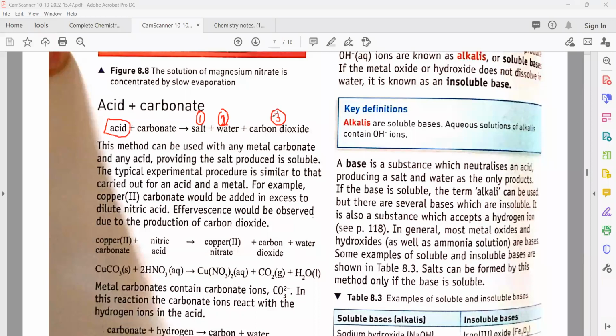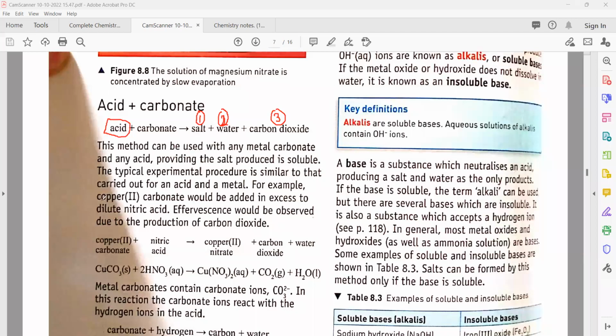So how is the reaction going on? Let's see. This method can be used with any metal carbonate and any acid, providing the salt produced is soluble. The typical experiment is similar to that carried out with an acid and a metal.